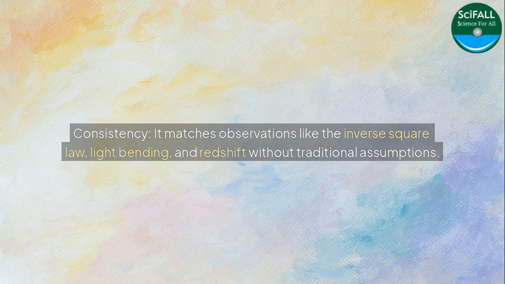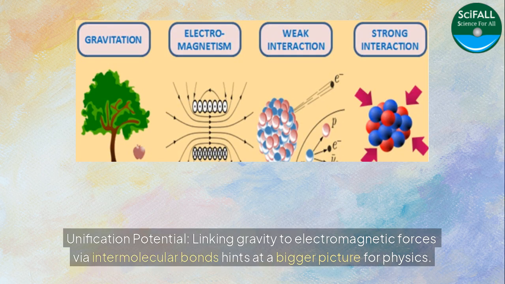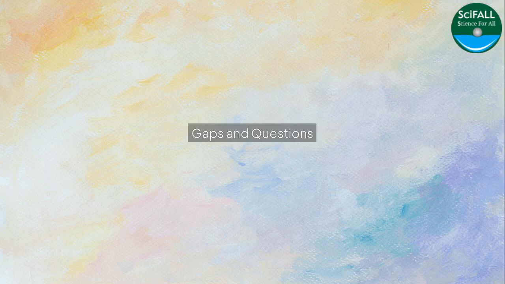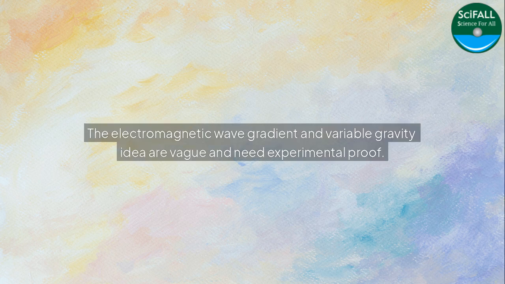Consistency. It matches observations like the inverse square law, light bending, and redshift without traditional assumptions. Unification potential, linking gravity to electromagnetic forces via intermolecular bonds, hints at a bigger picture for physics. Gaps and questions. The electromagnetic wave gradient and variable gravity idea are vague and need experimental proof.